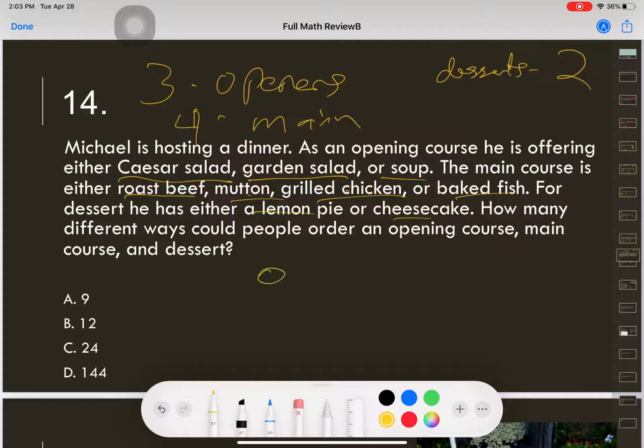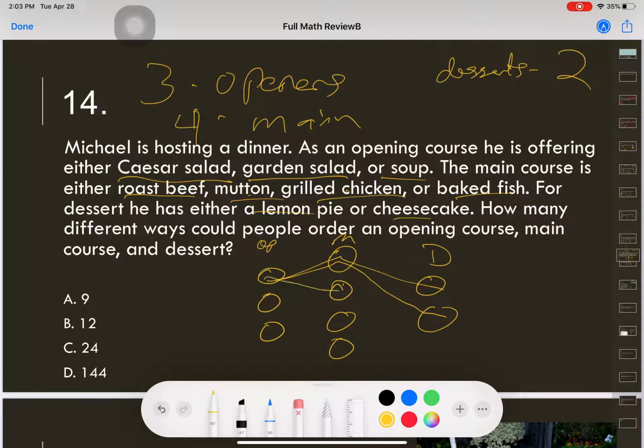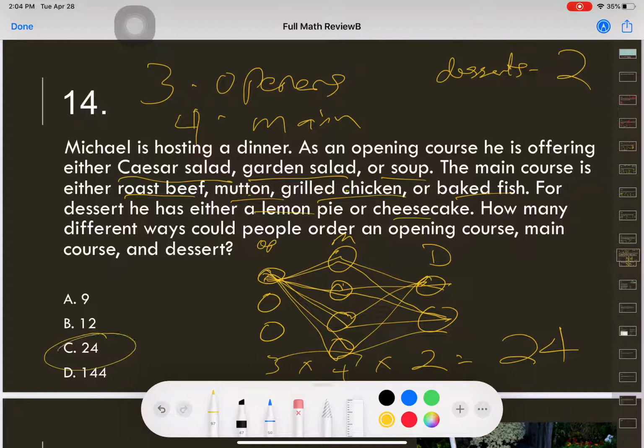So you can have one of 3 different openers, one of 4 different main dishes, and one of 2 different desserts. So you could sit here and draw it out and say, this is all my openers, this is all my mains, this is all my desserts. And you can go 1, 2, 3, 4, 5, 6, 7, 8. You could do that all the way across with every single one of these. Or you can just say, I've got 3 times 4 times 2. And 3 times 4 is 12, times 2 more is 24. And that's C.